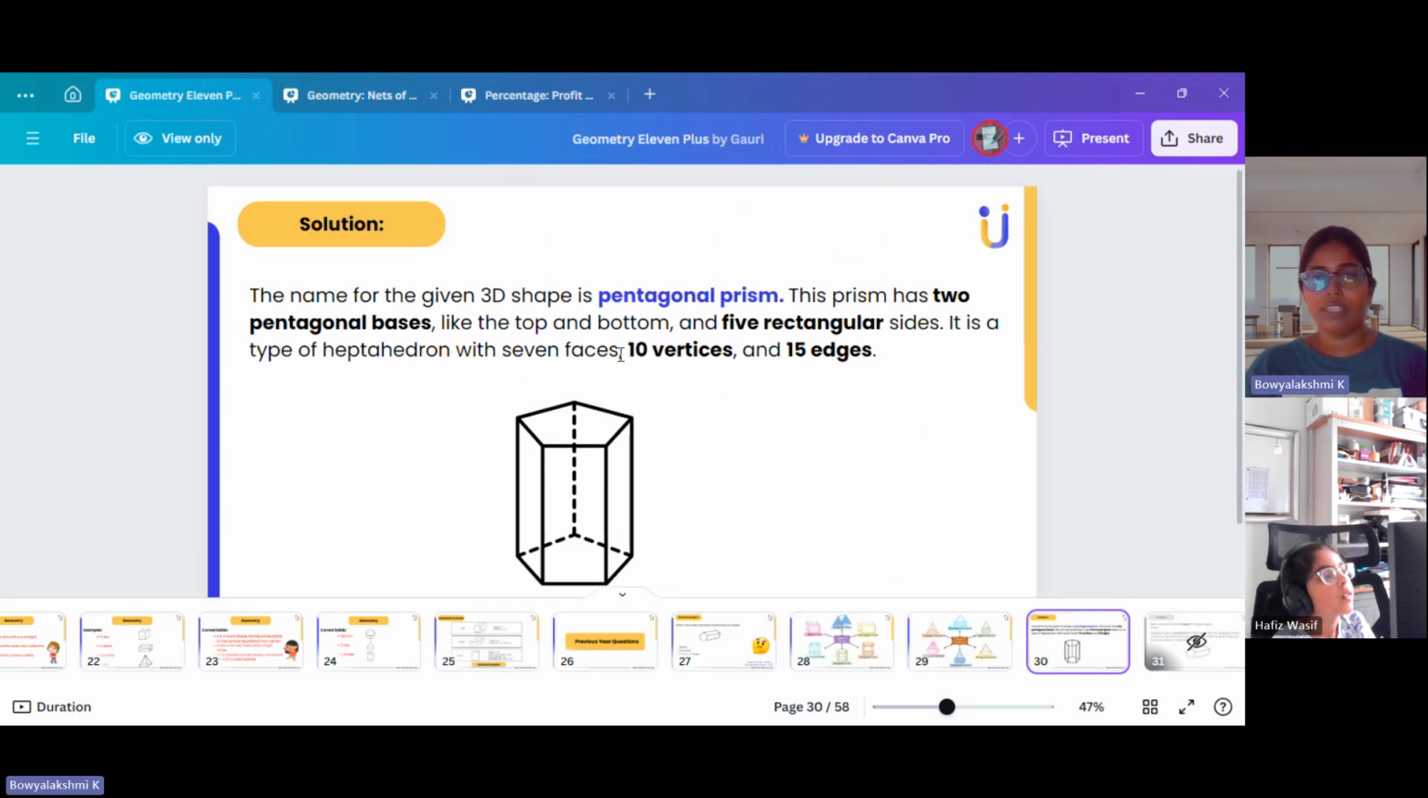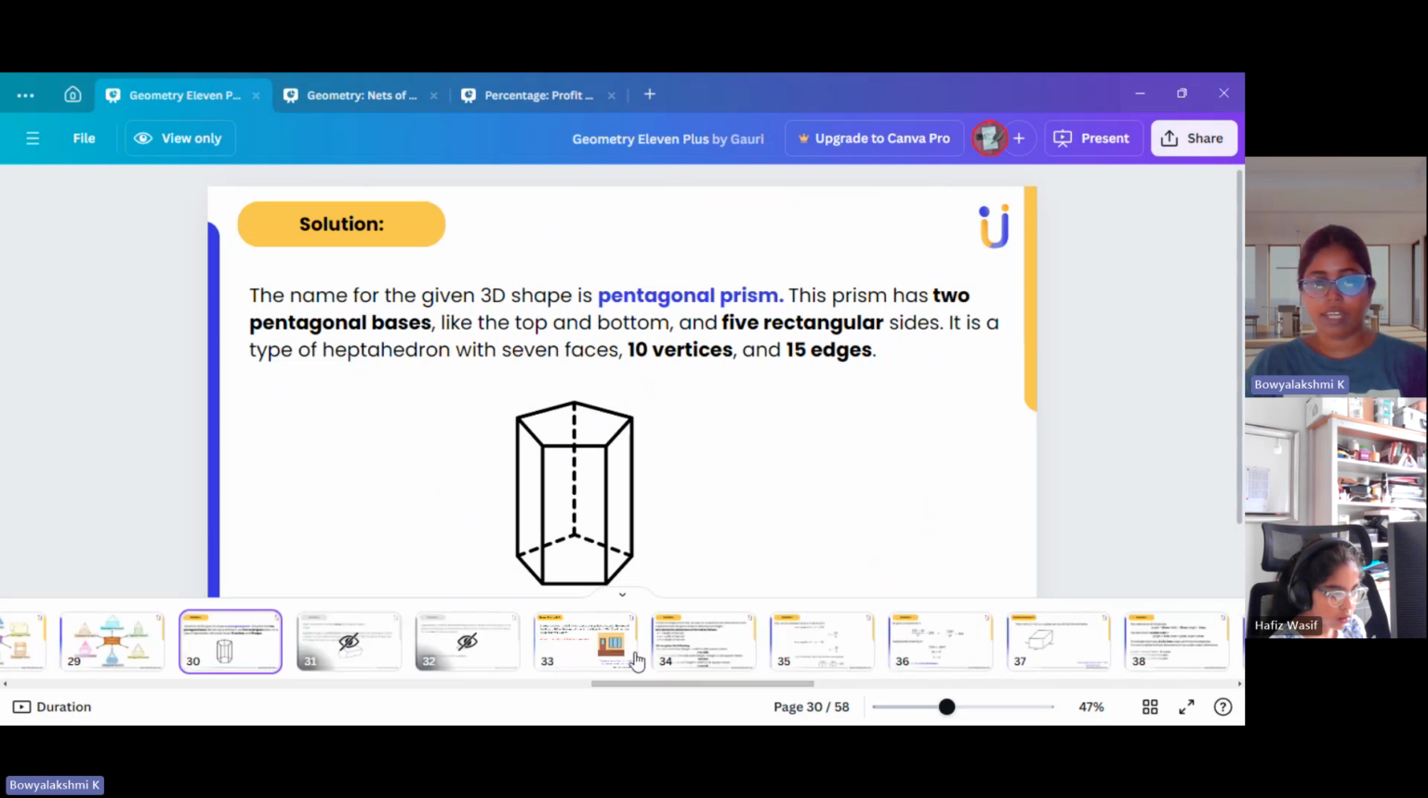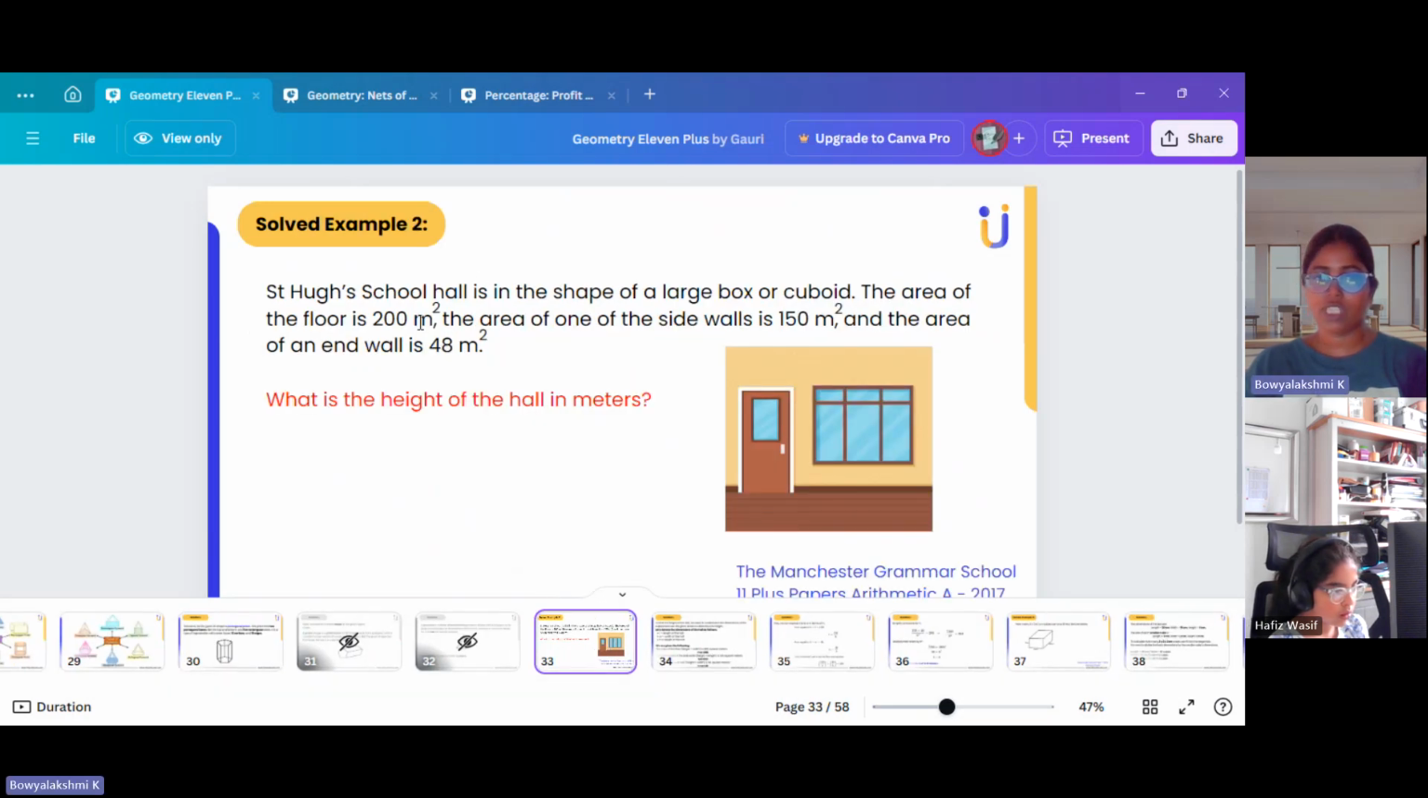Okay, so the prism is correct, and particularly it is a pentagonal prism. Your choice is correct. That's simple, and we can get into the next one.